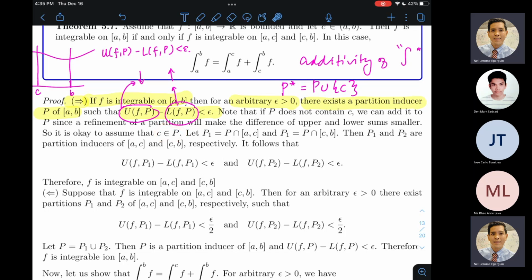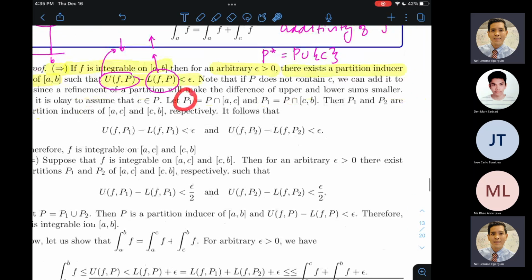Okay? Bakit ko gustong si C ay maging part ng partition inducer na P? Kasi i-define ko si P1 as the partition inducer P intersection [A, C], and I think hindi ko pa rin to na-correct dun sa last version. Sorry about that. Ito ay P2, P sub 2. Siya dapat yung P intersection [C, B]. So ang ginawa natin dito ay parang hinati ko yung partition inducer na P.